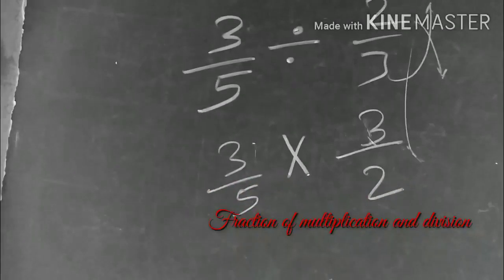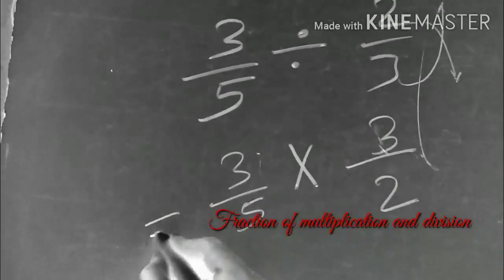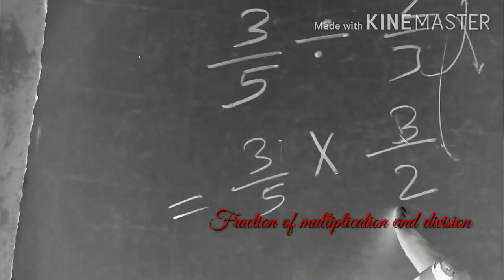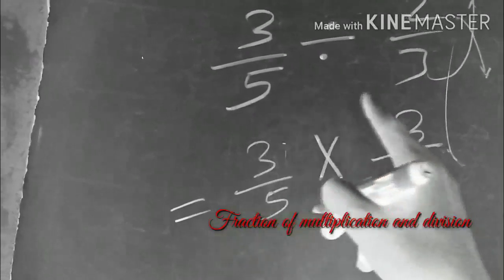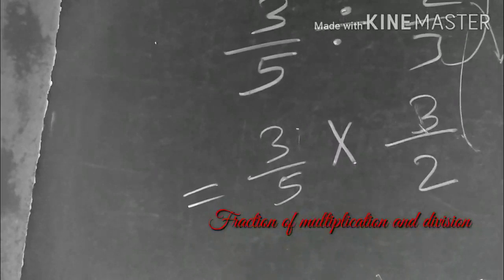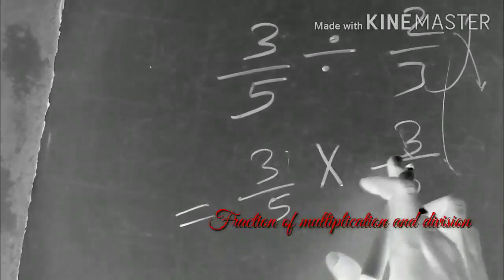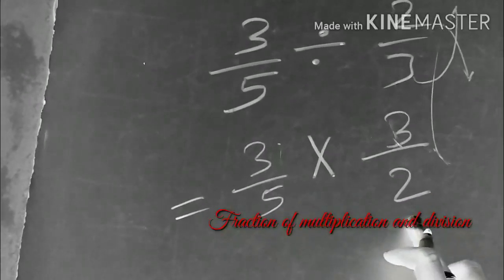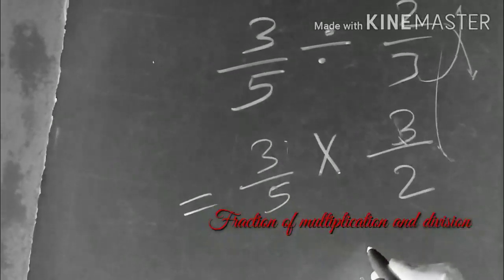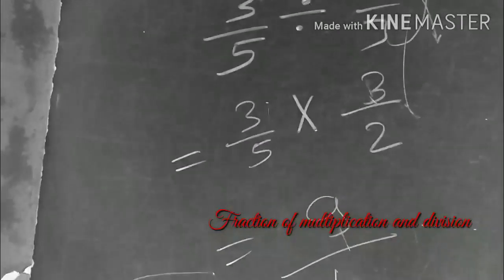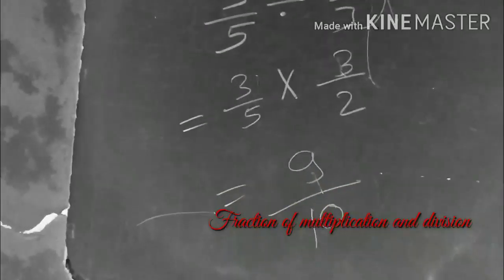After that, the same procedure of multiplication: if a common term is available in numerator and denominator, we can strike it out. If not available, then numerator multiplication, denominator multiplication. So there is no common term, so numerator to numerator multiplication and denominator to denominator multiplication. So 3 times 3 is 9 and 5 times 2 is 10. So we can write 9 by 10 as required.